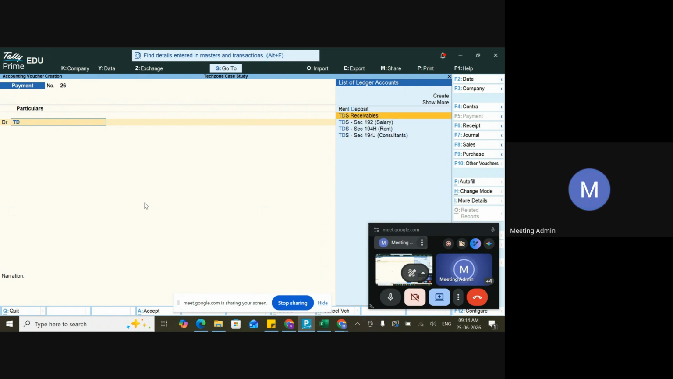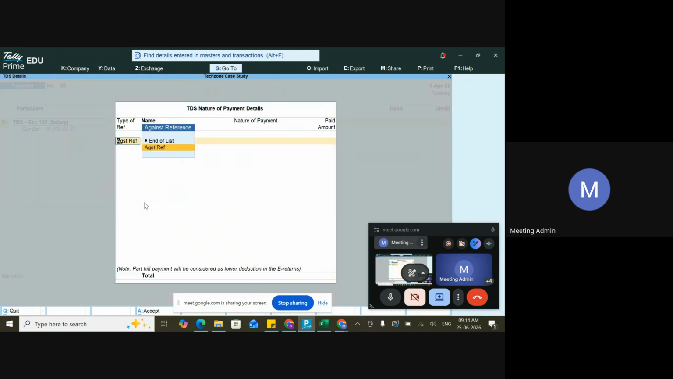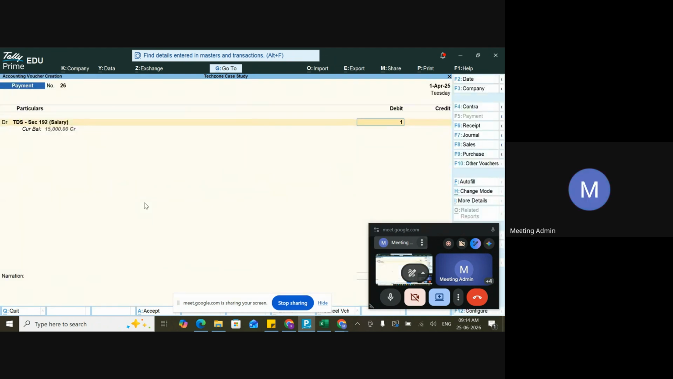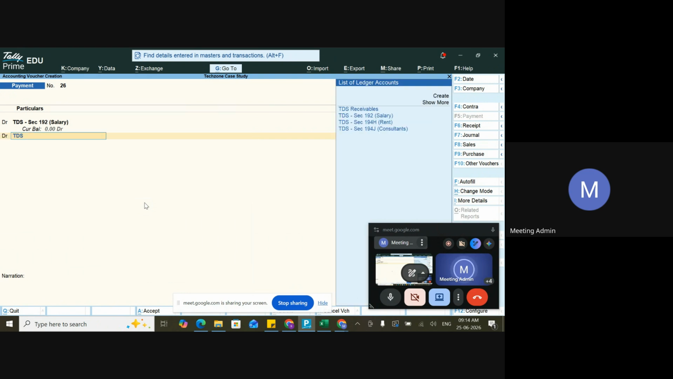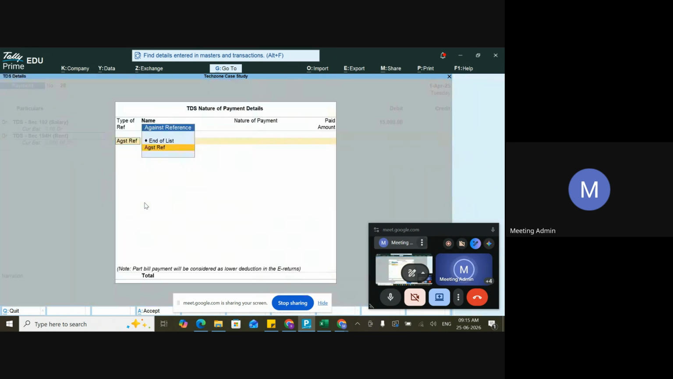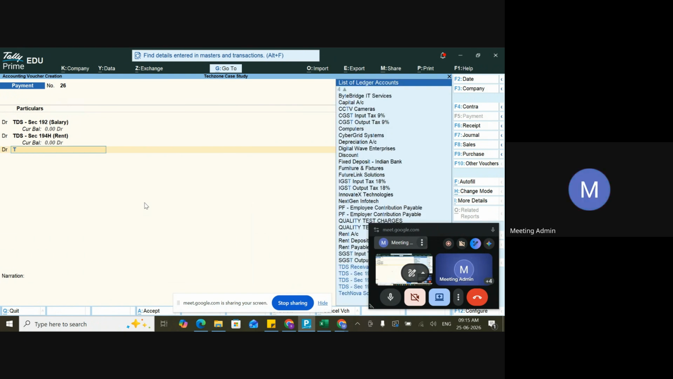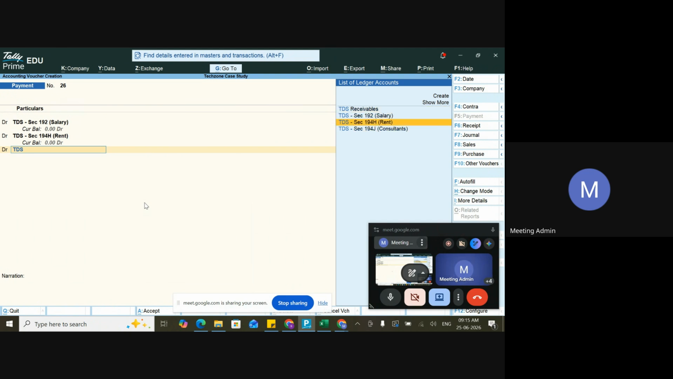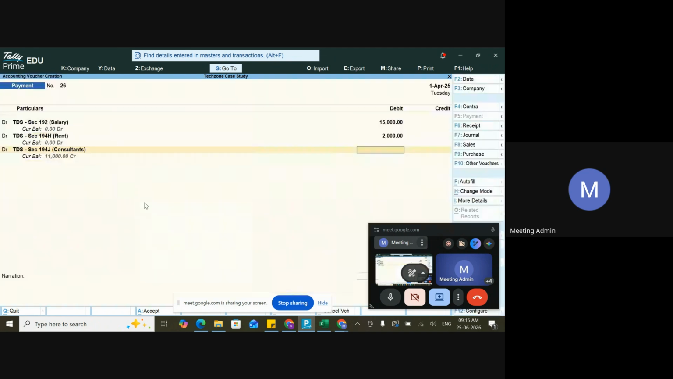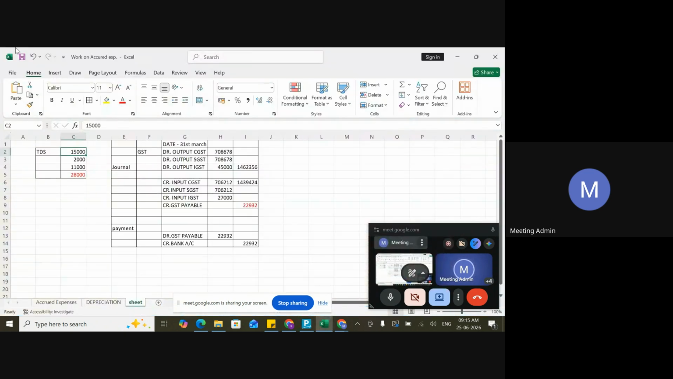TDS, right? First TDS salary. Yes, TDS salary, 15,000. Next again debit TDS rent. For rent it is 2,000. Okay. Next debit again TDS consultant. How much is the amount? 11,000. 11,000, right? Yeah, 11,000.